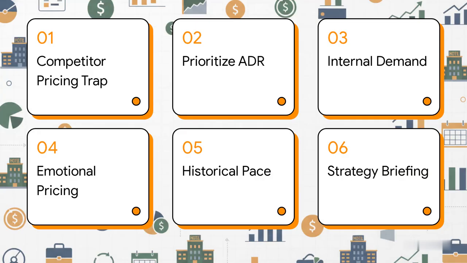Today's explainer is really built as a step-by-step playbook for you. We're going to quickly cover the competitor pricing trap, prioritizing ADR, analyzing your internal demand, how to avoid emotional pricing, using historical booking pace, and we'll wrap it all up with a solid GM strategy briefing.